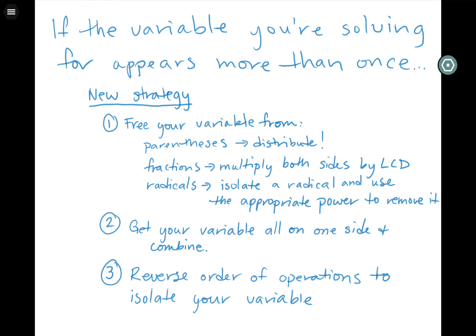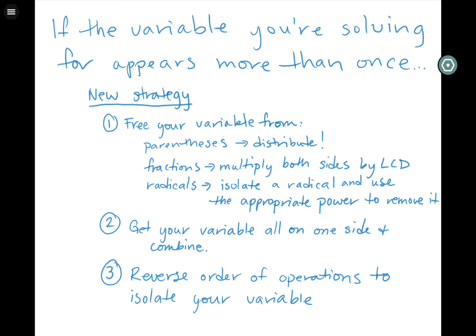The appropriate power business is just that if you're trying to get rid of a square root, you're going to use squares, so you square both sides of your equation. If you're going to get rid of a cube root, you're going to cube both sides of the equation. So whichever power is going to be the inverse of your root.